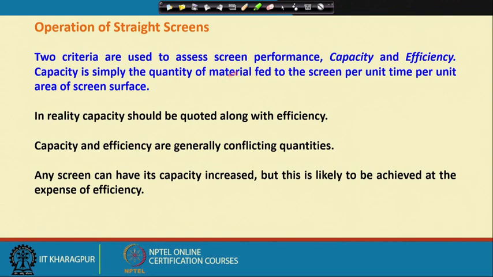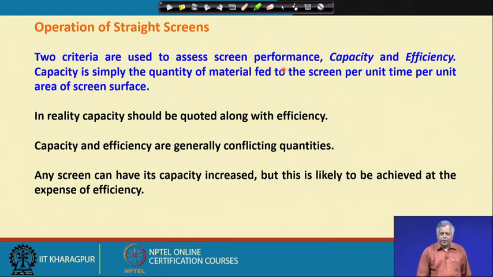Two criteria are used to assess screen performance. One is the capacity, another one is the efficiency, and it is true for most of your processing equipment. So, what is the capacity? The capacity is simply the quantity of material fed to the screen per unit time per unit area of screen surface. Let me repeat it: capacity is simply the quantity of material fed to the screen per unit time per unit area of screen surface.